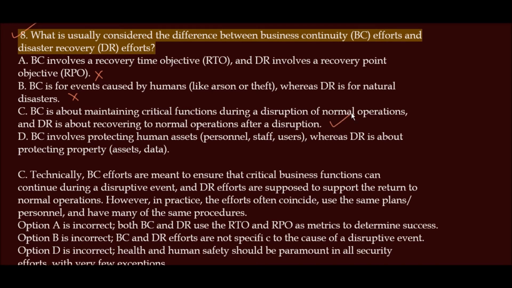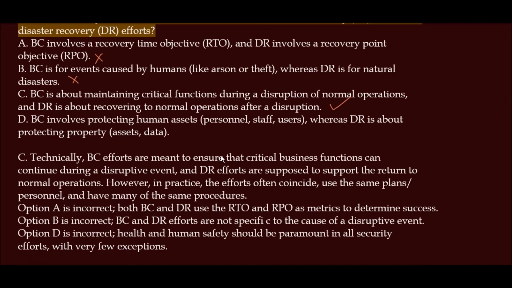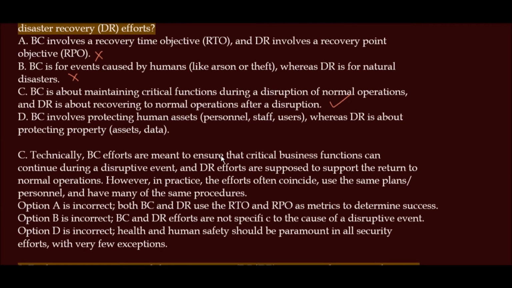If we are talking about the other option, BC involves protecting humans, meaning personnel, staff, users, whereas DR is about protecting property, meaning assets, data. Okay, so this is technically incorrect because health and human safety should be paramount in all security efforts with very few exceptions. Okay, so in this question, the correct answer is option C.